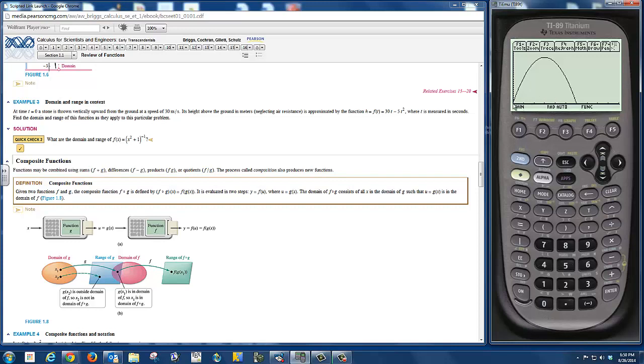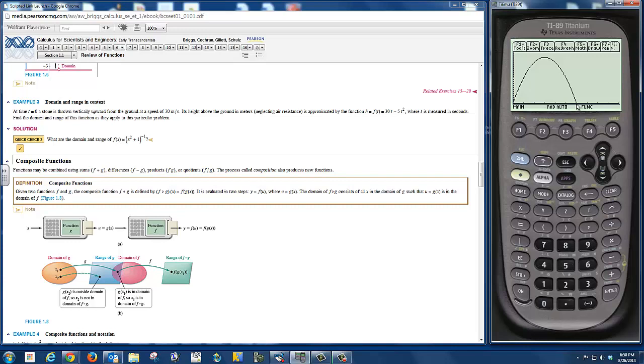So for the domain, well, it starts at 0 when we throw it. And when does it hit the ground? Well, it looks like it hits the ground at 1, 2, 3, 4, 5, 6. Now, looks can be deceiving, so what we'd like to do is find out when this is actually equal to 0.